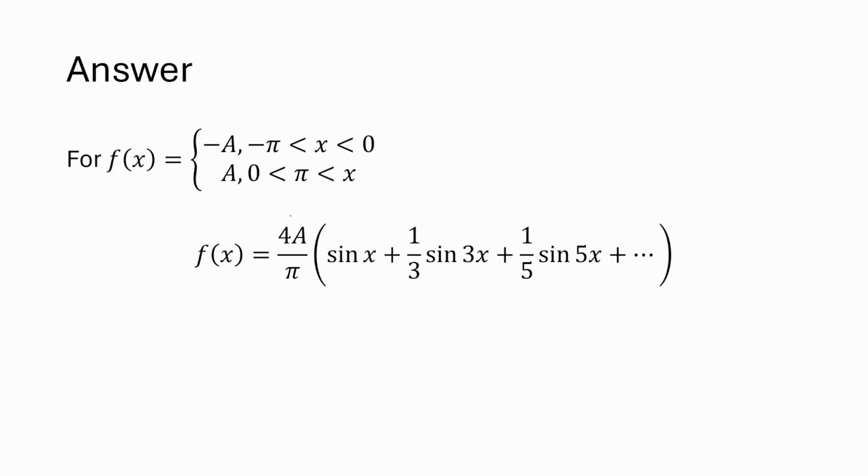And here it is. So this is the 4a over pi coefficient that we had. And then it's 1, 1/3, 1/5. Each of these frequencies is contributing to the overall expression, and there is a smaller amount of the higher frequencies. So there it is. This is the Fourier series for that square wave.